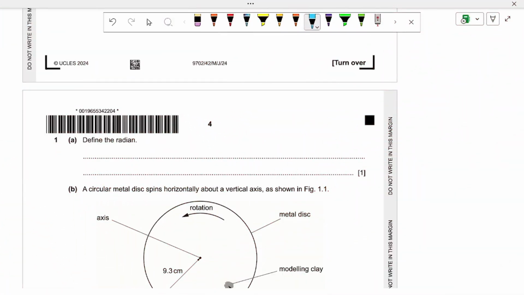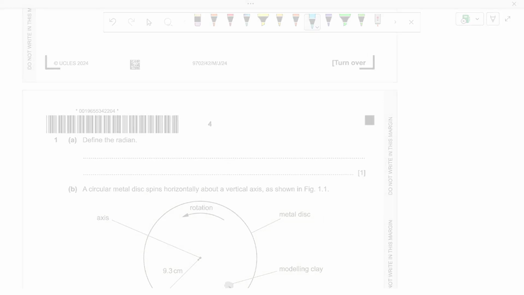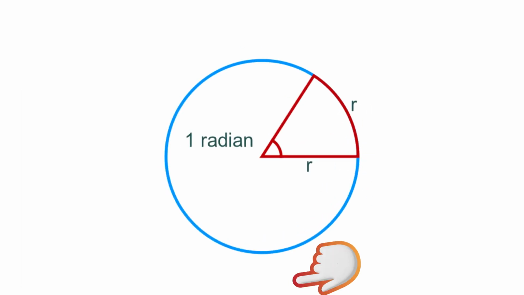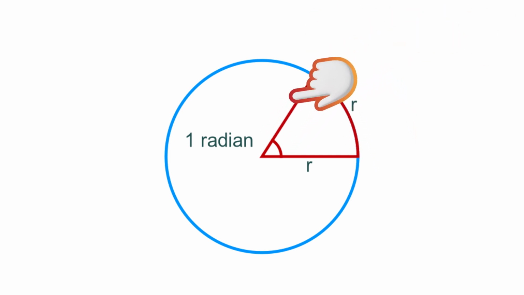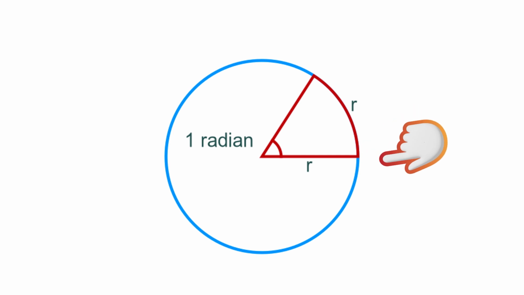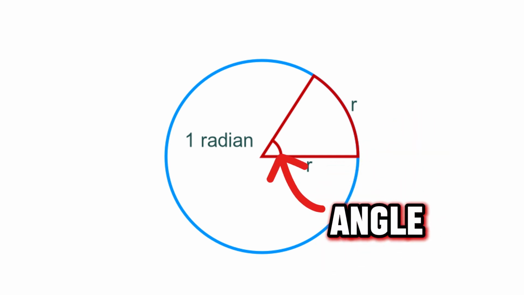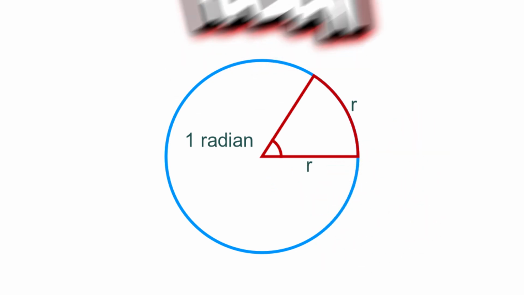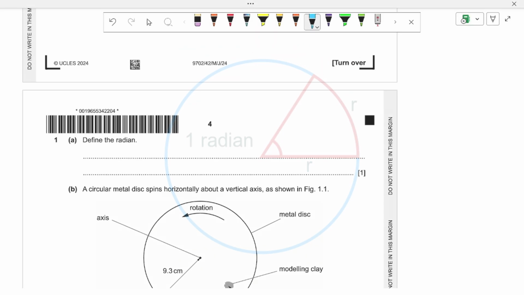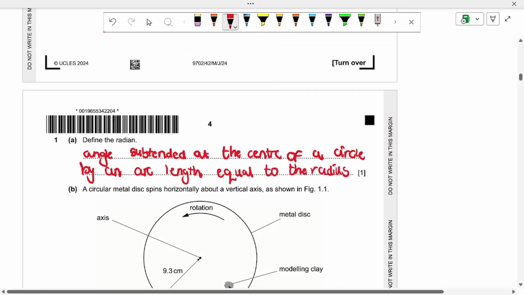The first question, we've been asked to define the radian. What is a radian? So imagine you have a circle. If you were to draw any circle, and take the arc length and the radius for that same circle, and the arc length and the radius are equal, we say the angle formed in that situation is a radian. So in simple terms, the angle subtended at the center of a circle by an arc length that is equal to the radius, we call that angle the radian.